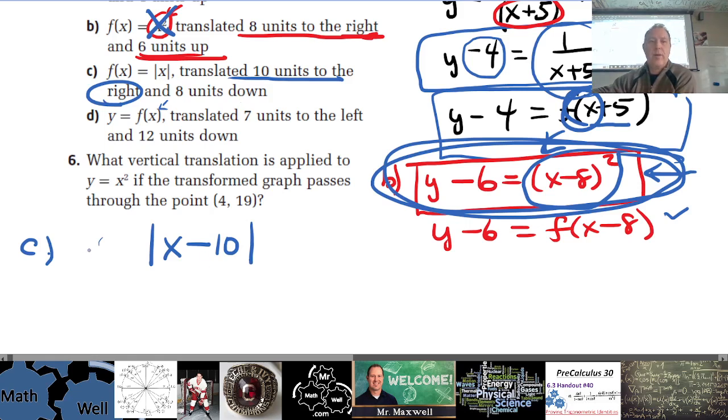Now, why haven't I done the y yet? Well, I could do the y over here. But the 8 units down is going to be a minus 8 over here, which I like, but they want it in the other form. So what's going to be over here? Plus 8. Done. And in the back of the book, they might show you just this, f of x minus 10.